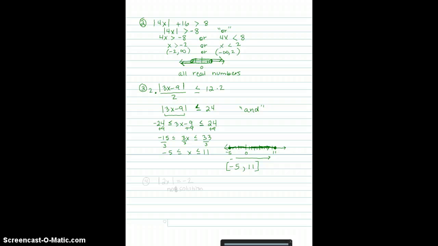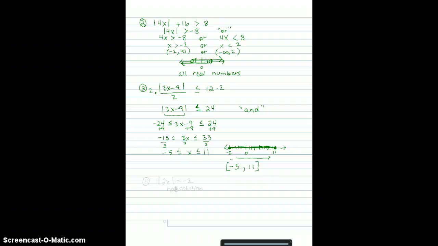Okay, so to summarize, in order to solve an absolute value equation, you are going to set it equal to the positive or the negative after you isolate the absolute value. In order to solve an absolute value inequality with a greater than symbol, you're going to set it up as a disjunction or an or compound inequality. And in order to solve an absolute value inequality with a less than symbol, you're going to set it up as an and or a conjunction compound inequality.